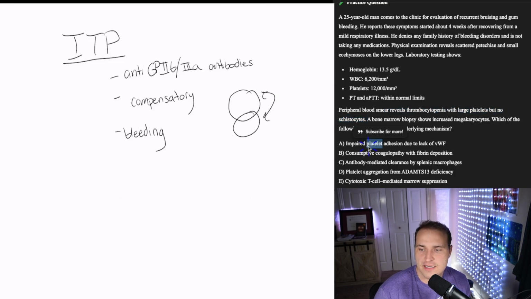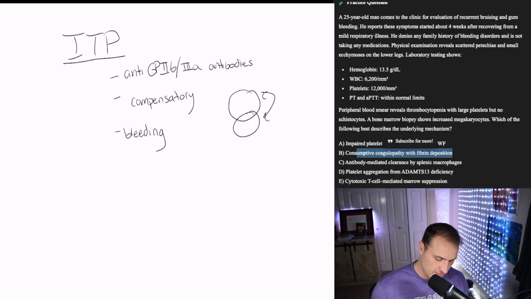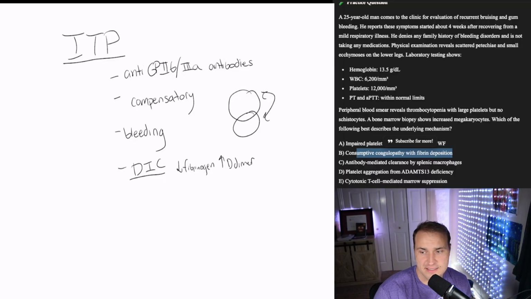But A is trying to get us to think of impaired platelet adhesion due to lack of von Willebrand factor. That's where menorrhagia would be seen, with a prolonged PTT. That's von Willebrand's disease. But here we have a normal PTT, so that can't be the right answer. B says consumptive coagulopathy with fibrin deposition. Consumptive coagulopathies refer to DIC, disseminated intravascular coagulation. And there you'd look for elevated PT and PTT, decreased fibrinogen, and also an increased D-dimer. That's not seen in this question, so it's not the right answer. C is correct. You have the antibodies that opsonize the platelets, and the macrophages in the spleen eat them up.